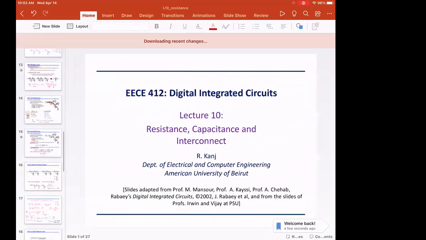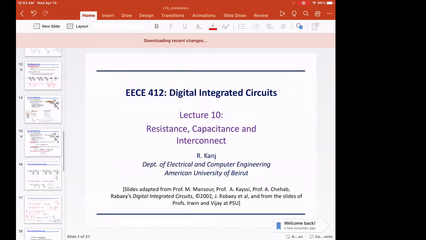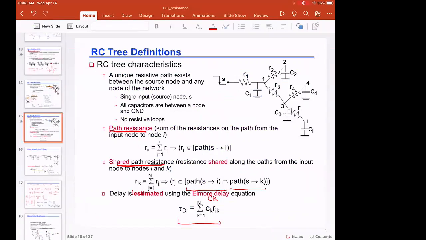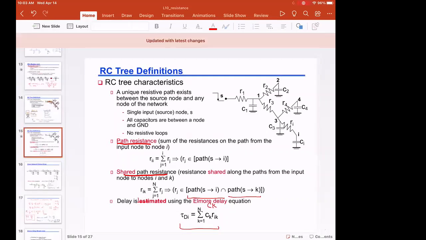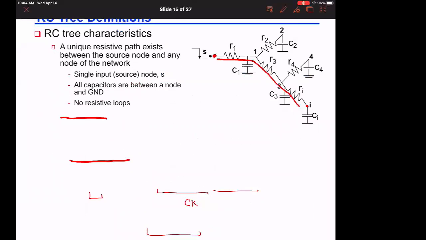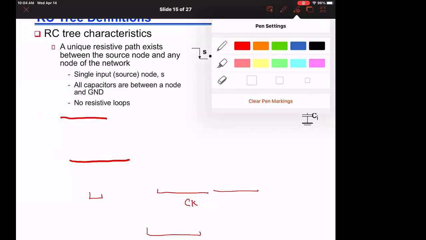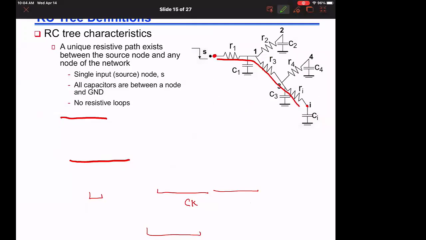So last time we studied the Elmore delay, and we said that the basics of the Elmore delay work by this: if I have a specific path from an input node to an output node, then I can calculate the effective RC time constant from the on-path capacitors and the off-path capacitors. For the on-path capacitor, it is the resistance from the source node to the specific capacitor.